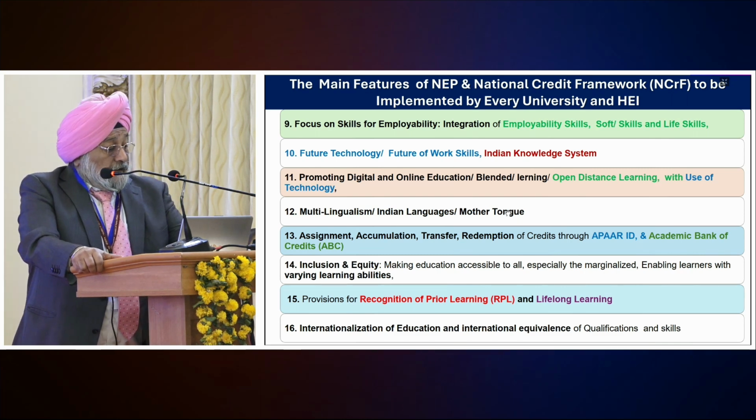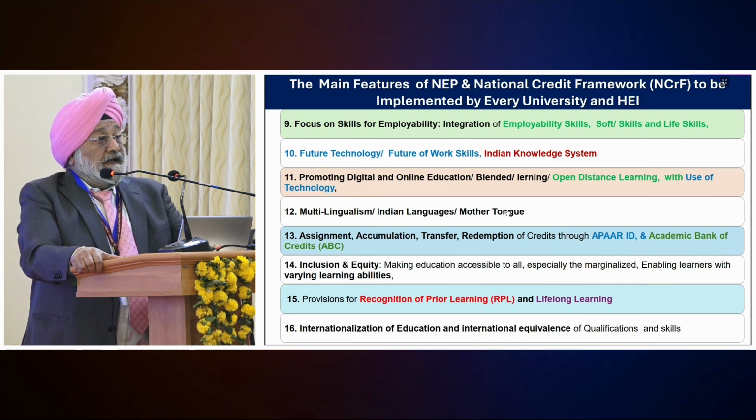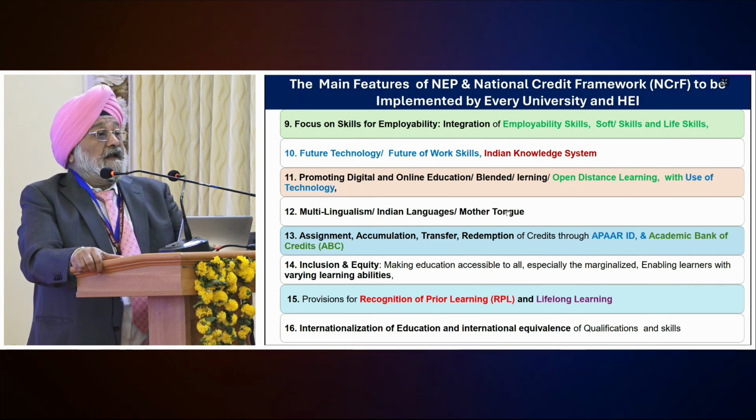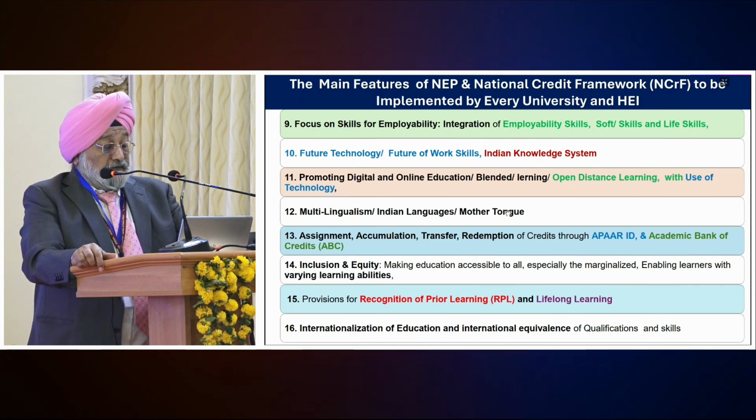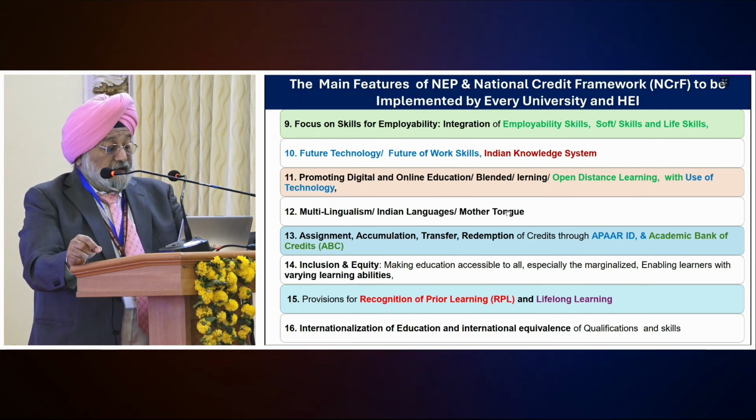Similarly, assignment, accumulation, transfer, redemption of credits through the APAR ID, which is given to the students, and through the Academic Bank of Credit. Call it ABC. Then inclusion and equity, Honorable Vice President of India talked about it. Making education accessible to all, especially the marginalized ones, enabling learners with varying learning abilities. And very importantly, provision of recognition of prior learning. This was never there in higher education. For the first time, this has been introduced. And this is what is bringing the lifelong learning experience.